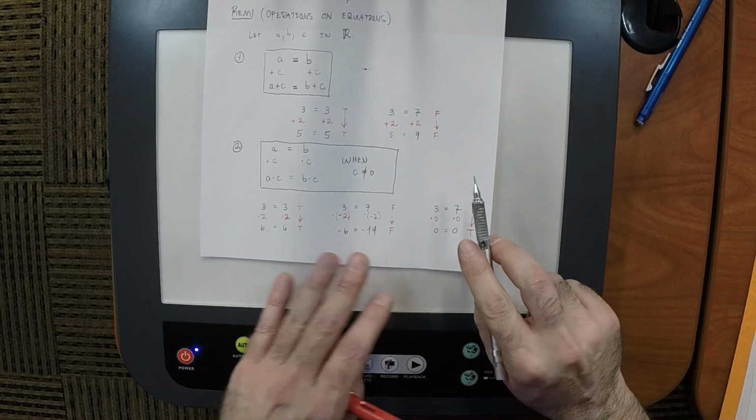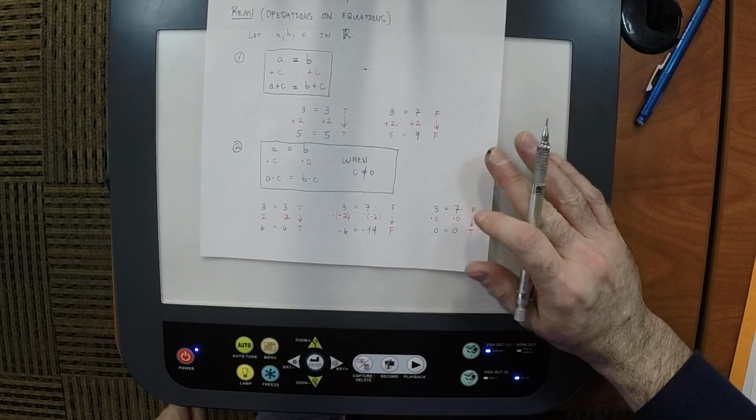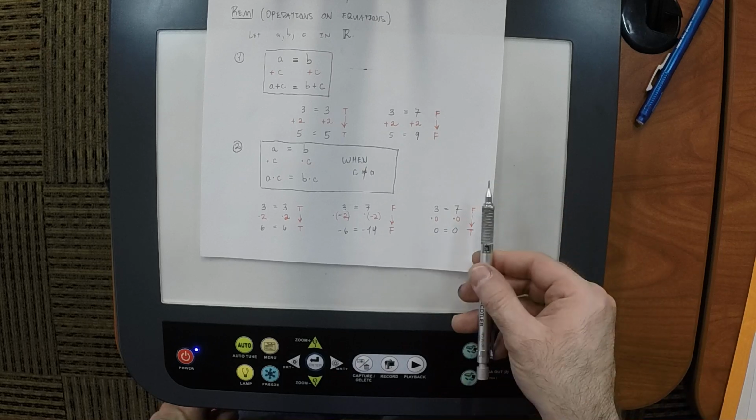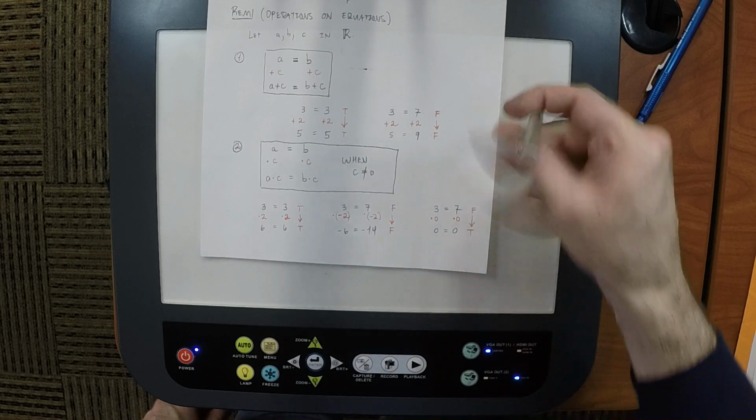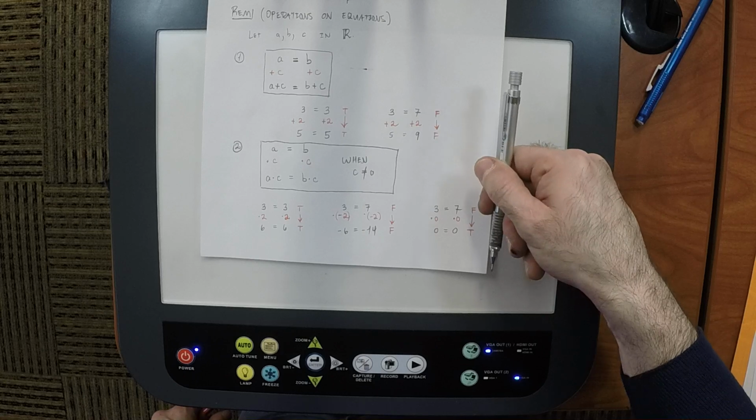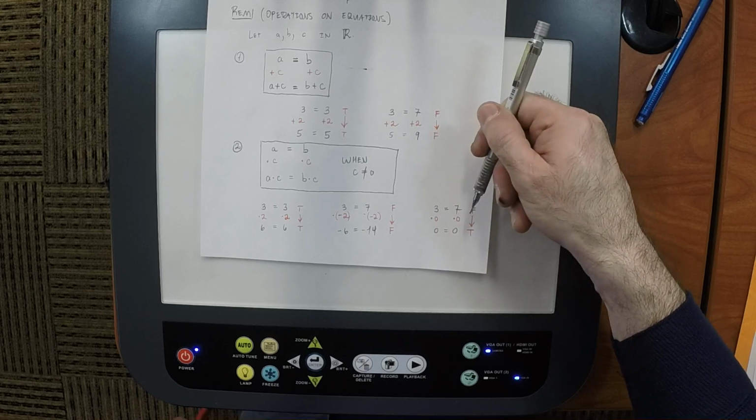This is just another way to see that it's not allowed for you to divide by 0. Because if you could divide by 0, then you should be able to multiply both sides of an equation by 0 and preserve the truth. But that clearly does not work.